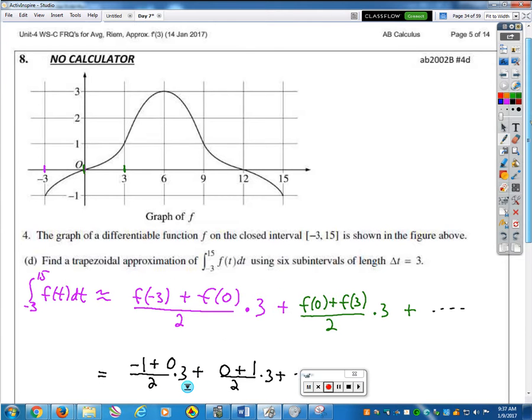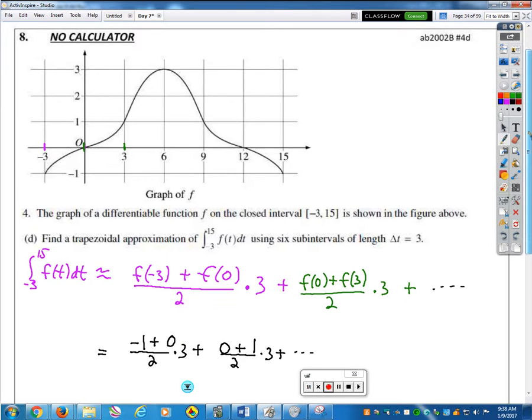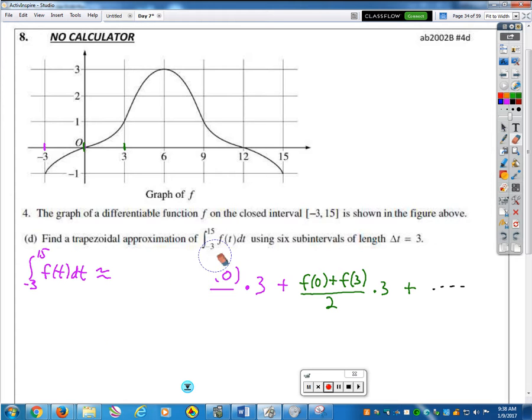So, a few people needed some review on Riemann sum. So we'll do a little Riemann sum review here. This is review from the Buck packet. Okay, we're doing a Riemann sum of f, the integral from -3 to 15. They said make dt free.